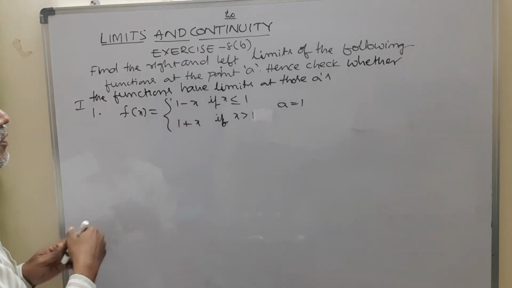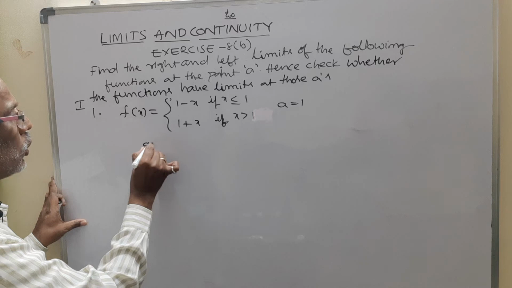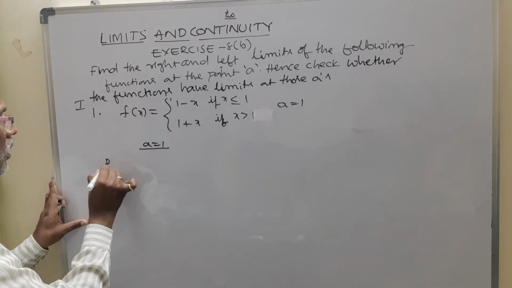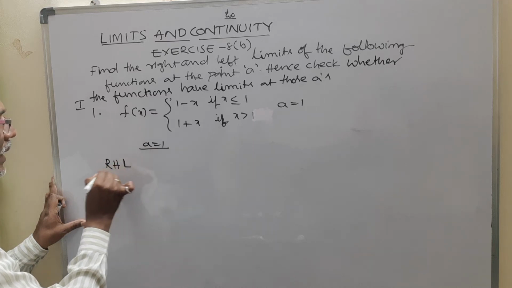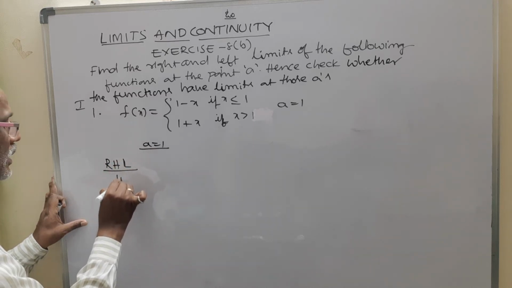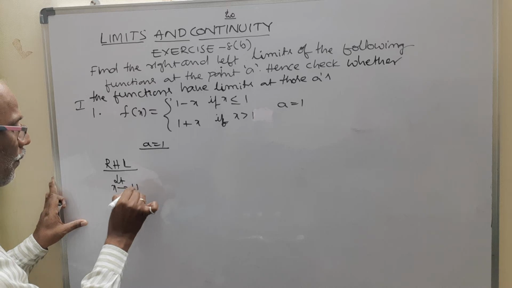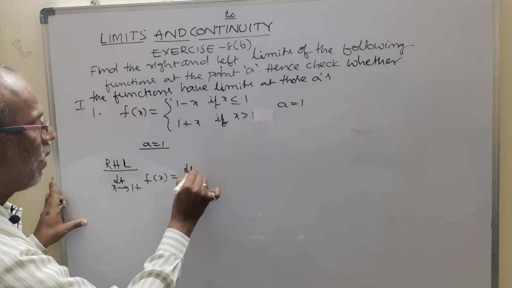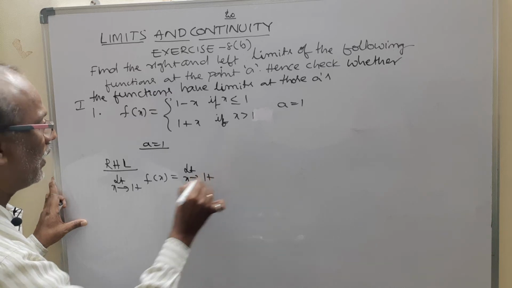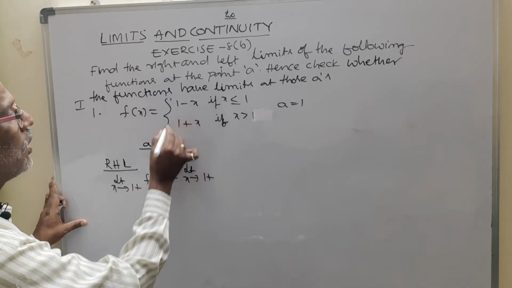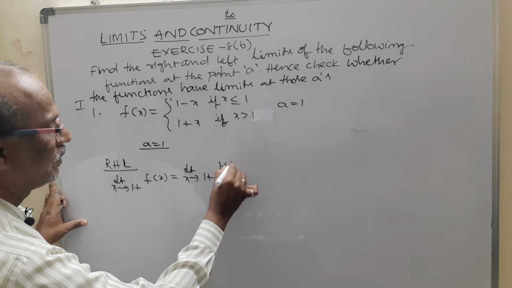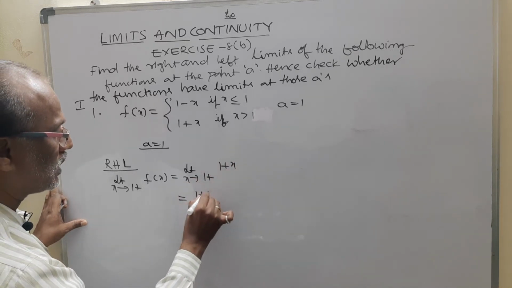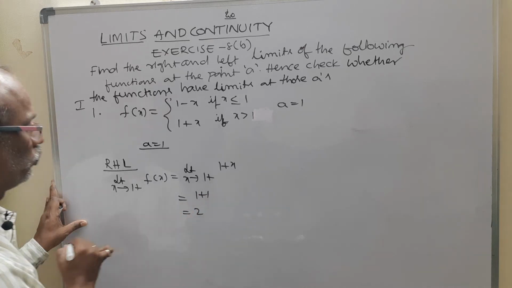If f of x is given, a is equal to 1. First, find the right hand limit. Right hand limit: limit x tends to 1 plus f of x equals limit x tends to 1 plus, where the f of x value is 1 plus x. Here, at x equal to 1, 1 plus 1 equals 2.